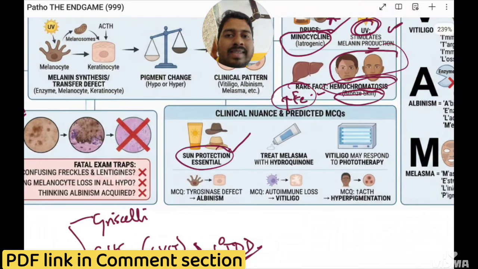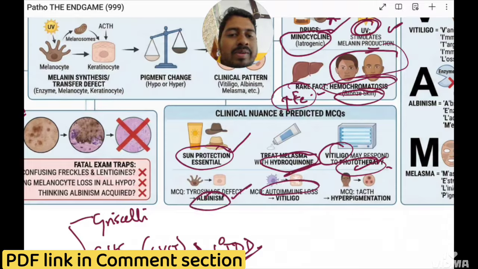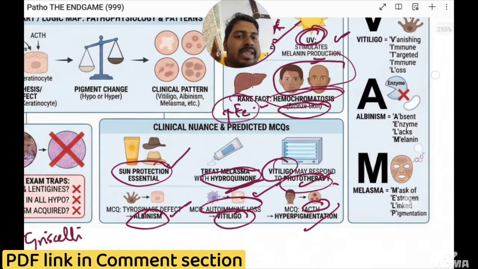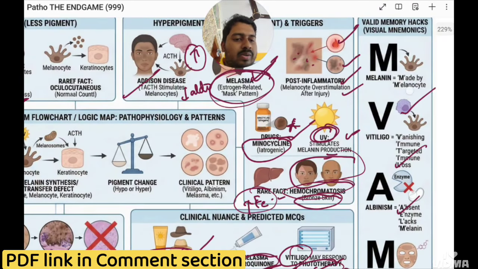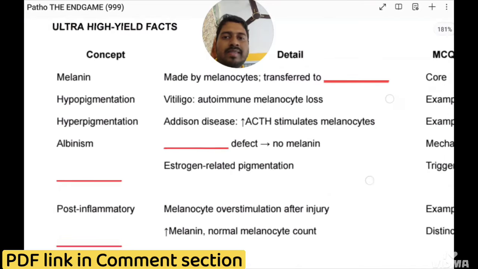One is sun protection is essential, okay, protection from UV. Second, melasma treatment is with hydroquinone. Remember hydroquinone, okay. And vitiligo, we use phototherapy for treatment, okay. Now, tyrosinase defect causes albinism. Autoimmune loss of melanocyte is seen in vitiligo, and increased ACTH causes hyperpigmentation. I think your mnemonics are here. Go through the mnemonics and let's go to the questions.